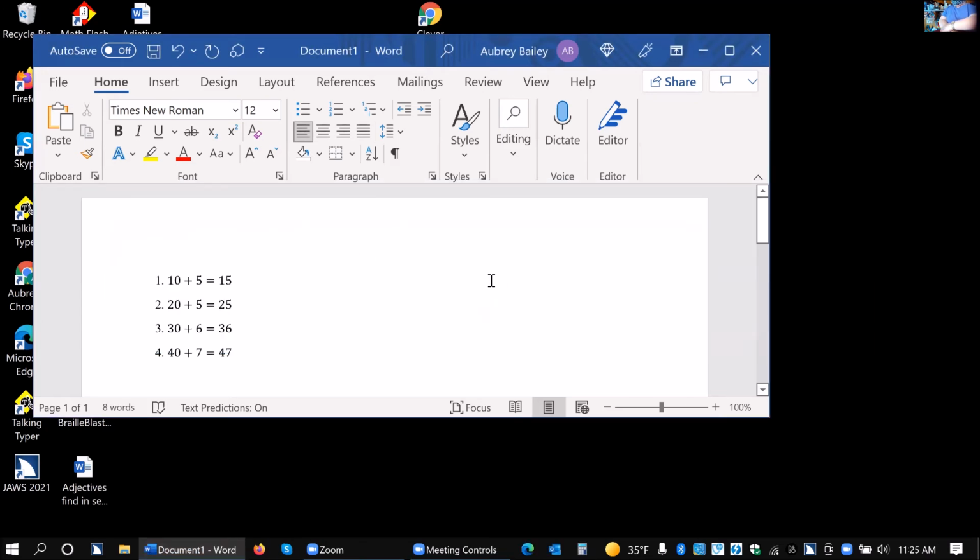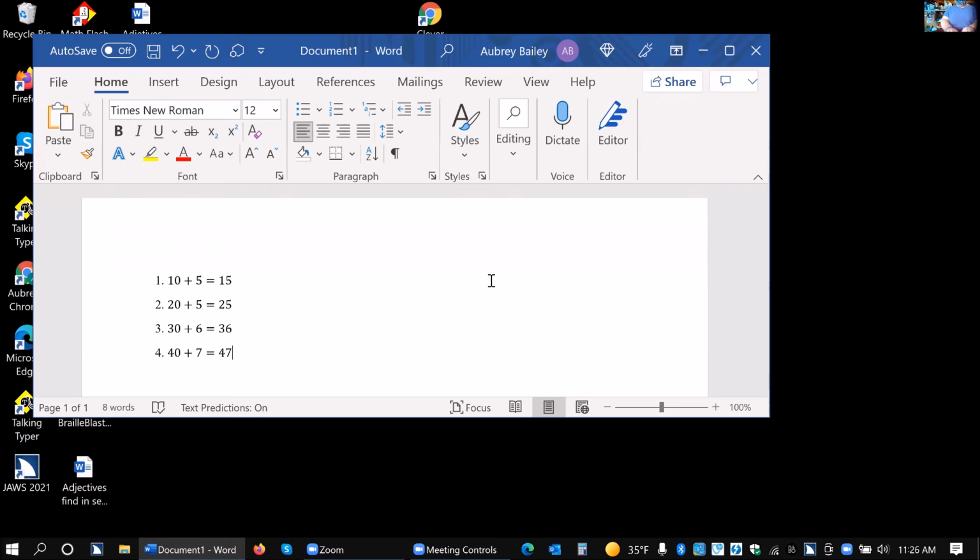Microsoft Word document. Please read it with your right hand first. Please read the math problem. 40 plus 7 equals 47. Okay. And read it with your left hand now, please. 40 plus 7 equals 47. Excellent. Okay, we have time for one more.